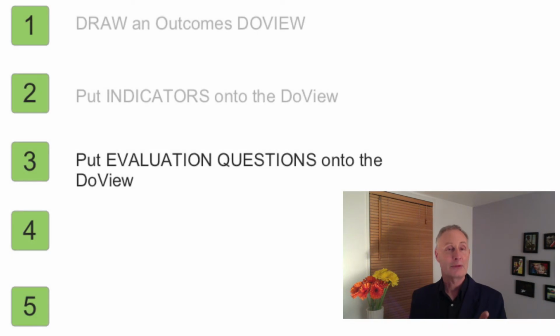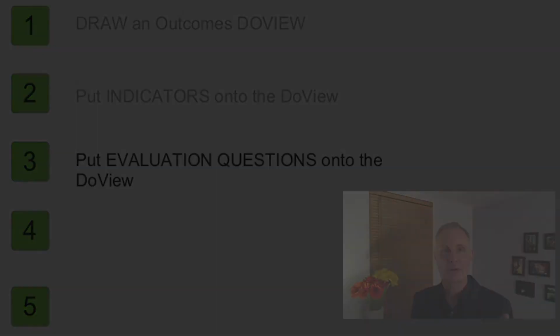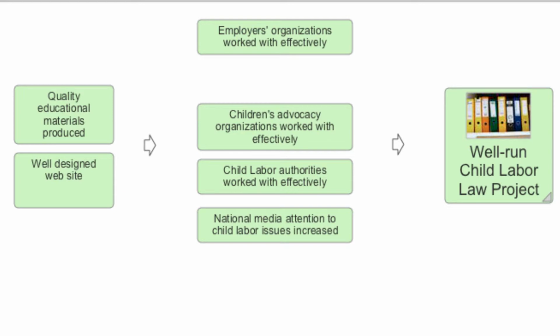The next step is to put evaluation questions onto the visual DoView, and we do that in exactly the same way. Let's have a look. So here we're looking at the lower part of the model about the well-run child labour law project, and we're about to put some evaluation questions. How can we improve our work with employers' organisations? This is what's called a formative evaluation question to help us have a better optimised program, and you can see where that is positioned next to the box employers' organisations worked with effectively.